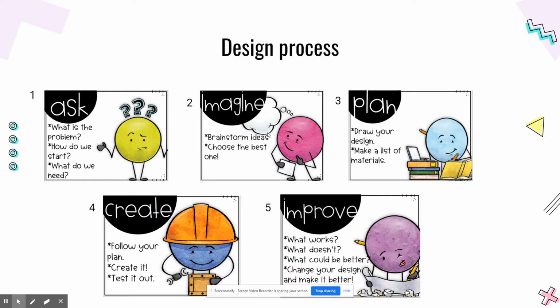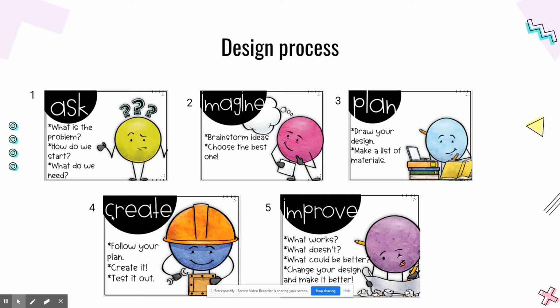Here you have the 5 steps of the design process. Ask, what is the problem? The second step, imagine, is to brainstorm ideas, choose the best one. This is when you're going to write down all of your ideas, everything that you can think of. How can I solve this problem? And you write down all of your ideas. And then the third step is to plan. You're going to draw your design and make a list of your materials.